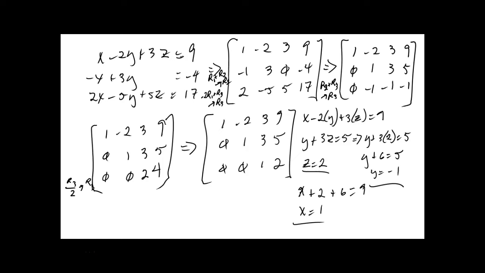Minus 1, minus 3, that would be minus 4. That's minus 4. How about the third one? 2 plus 5 plus 10. 2 plus 5 is 7, plus 10 is 17. Yes. So you see, these are equivalent equations, equivalent matrices, because they have the same solutions. And indeed they do.